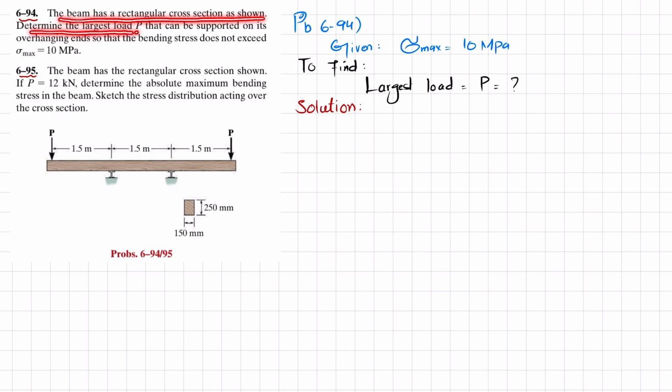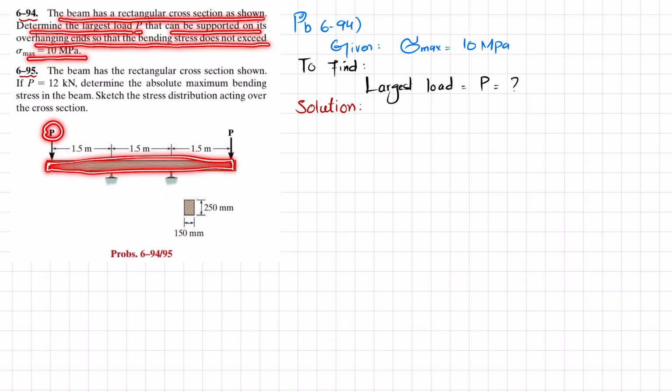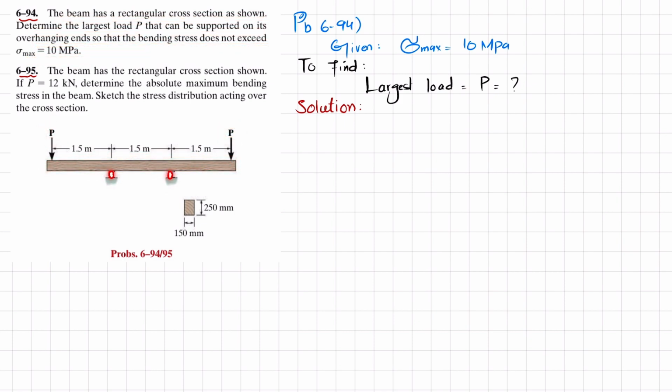Determine the largest load P that can be supported on overhanging end so that bending stress does not exceed 10 megapascal. So you can see this is the overhanging beam where there is a concentrated load P at both ends. These are the supports and allowable bending stress is 10 megapascal there. So you have to find this load P, and the cross section of this beam is rectangular having width 150 millimeter and height 250 millimeter. So let's start with the solution.